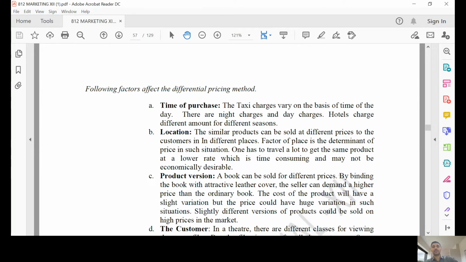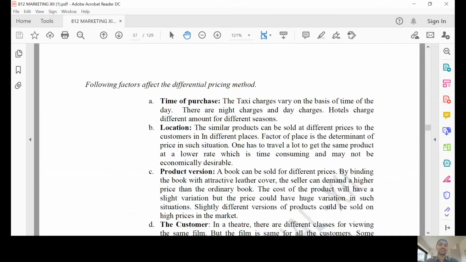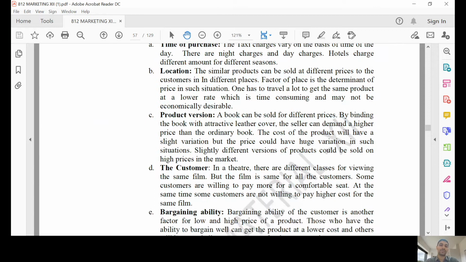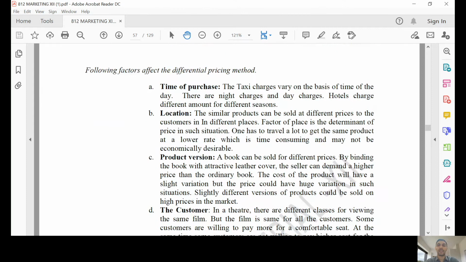Time of purchase. Suppose you take taxi in the night, there is one charge, morning different charge. If the taxi is operating after 7 o'clock, one charge, before 7 o'clock evening, one charge, isn't it? So according to the time of purchase, the price will vary. That is why called differential pricing. Prices are different for different customer according to different time, according to different location, according to different product version, according to the bargaining ability of the customers, according to the level of knowledge of the customers, etc.